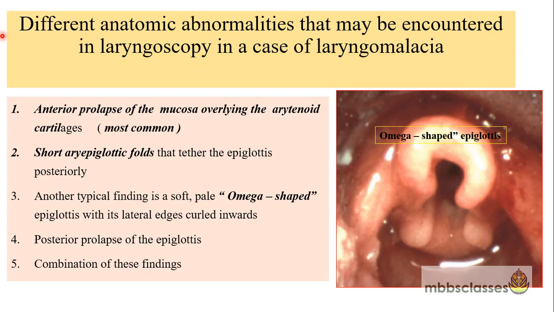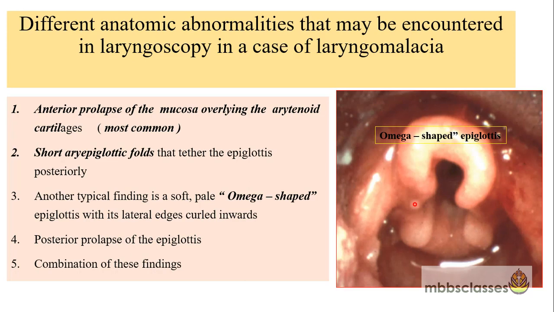Whenever we are doing the flexible laryngoscopic examination, there are certain different types of anatomical abnormalities which may be encountered. Now let's see from the most common. The most common seen is the anterior prolapse of the mucosa covering the arytenoid cartilage. If you see here, these are the two arytenoid cartilages, and the most common abnormality seen is the prolapse of the mucosa over this area.